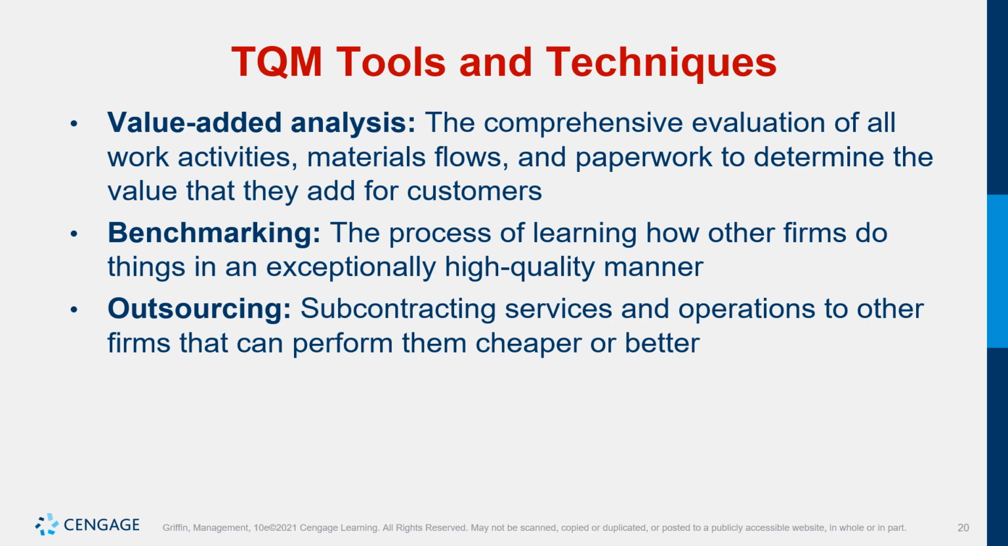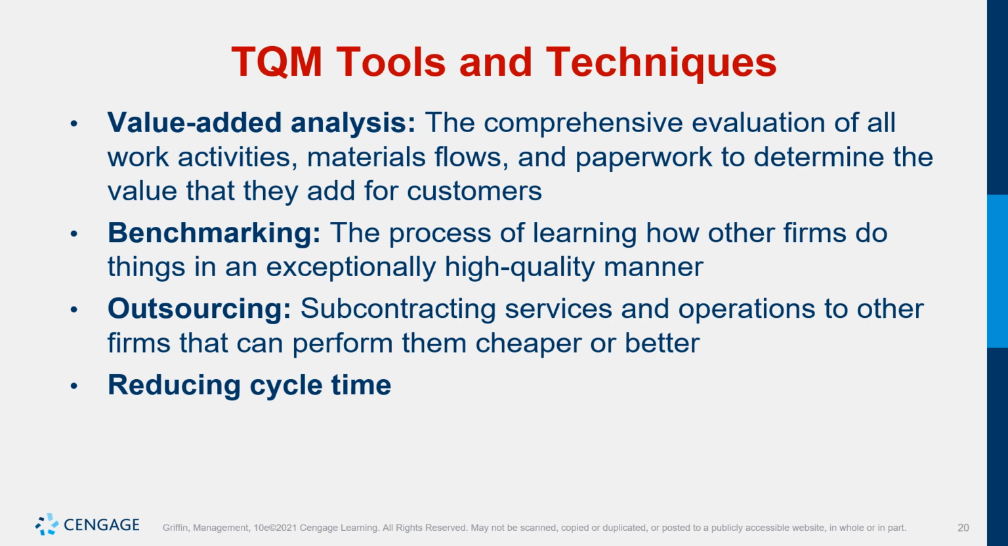Outsourcing involves subcontracting services and operations to other firms that can perform them cheaper or better. If a business performs each and every one of its administrative and business services and operations, it is almost certain to be doing at least some of them in an inefficient or low-quality manner. If those areas can be identified and outsourced, the firm will save money and realize a higher quality service or operation.